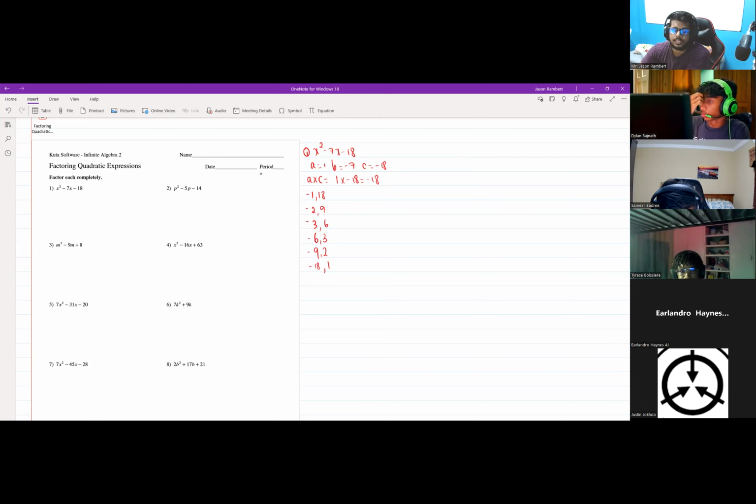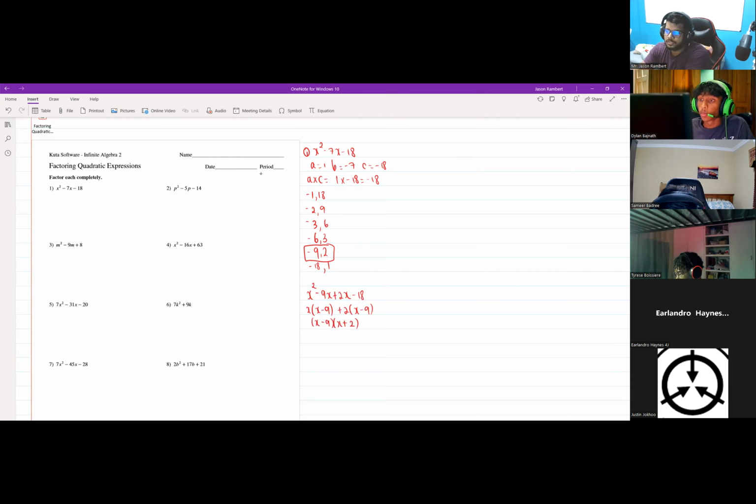You could go to your calculator and see which of these, when I add them, gives me minus 7. And you're going to realize minus 9 and 2 will be the pair of factors you have to pick. So I replace minus 7x with minus 9x plus 2x minus 18, x into x minus 9 plus 2 into x minus 9, x minus 9 into x plus 2. And we're done.